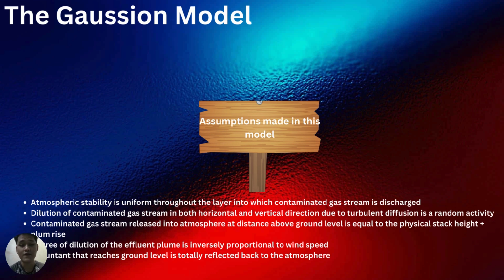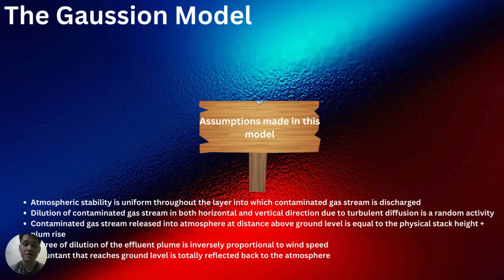Firstly, atmospheric stability is uniform throughout the layer into which the contaminated gas stream is discharged. Secondly, dilution of the contaminated gas stream in both horizontal and vertical direction due to turbulent diffusion is a random activity. Thirdly, the contaminated gas stream is released into the atmosphere at a distance above ground level equal to the physical stack height and plume rise.